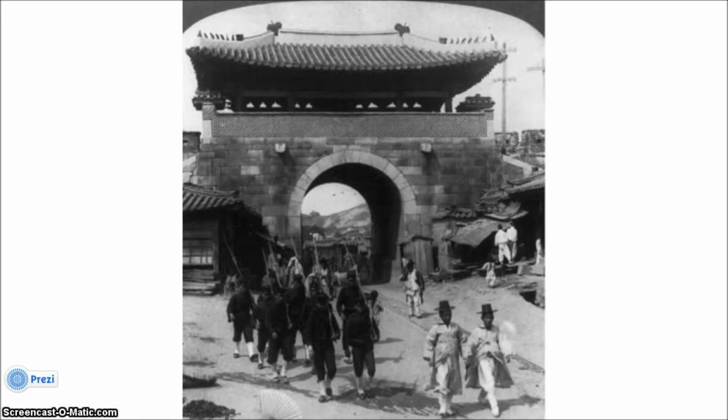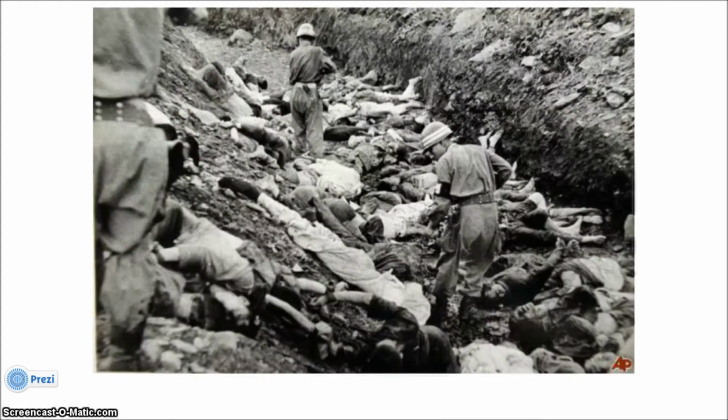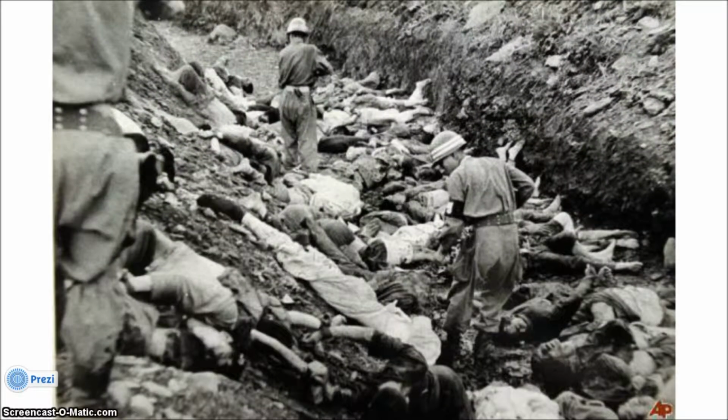In 1910, Japan declared total control of Korea, and over the next 25 years, they left their mark on the country. Korea was modernized with new roads, railways, telegraph lines, and new schools. However, despite these improvements, the Koreans became worse off.